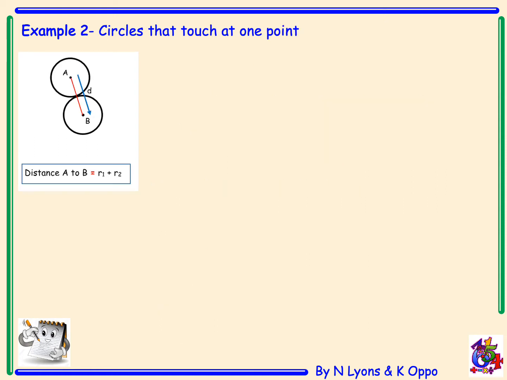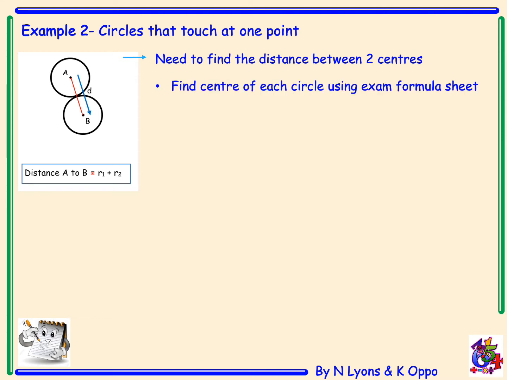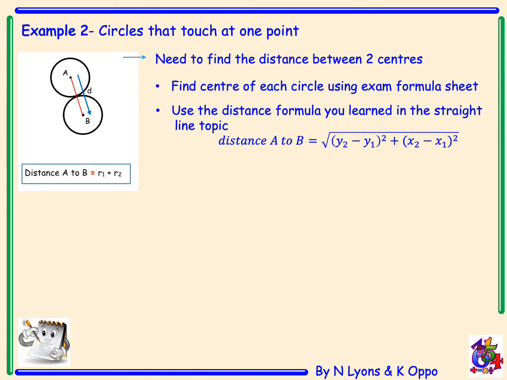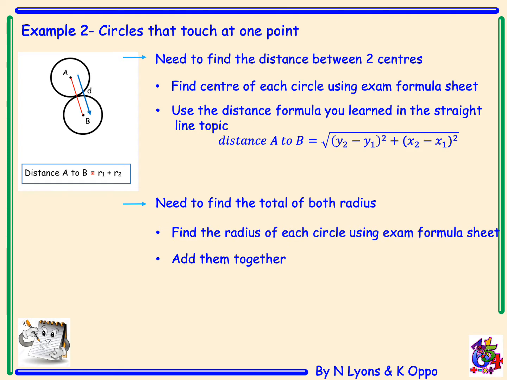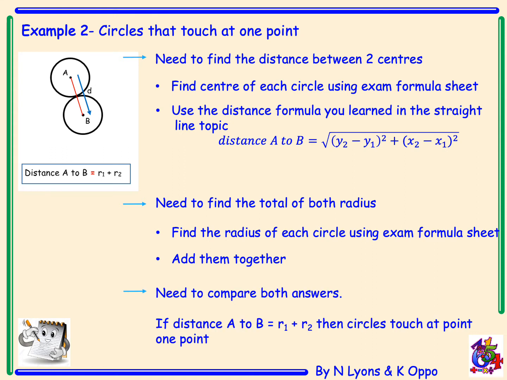Example 2, if circles touch at one point, again we start with finding the distance between the two centres. We would find the centre of each circle and then sub this into the distance formula, again that we learned from the straight line topic. From there, again we need to find the length of each radius in each of the circles and add it together. And then comparing our answers. So if the distance A to B is equal to R1 plus R2, that means the circles touch at one point.